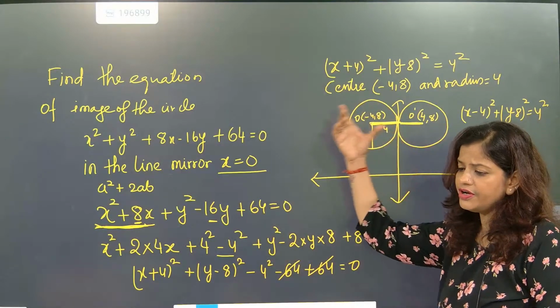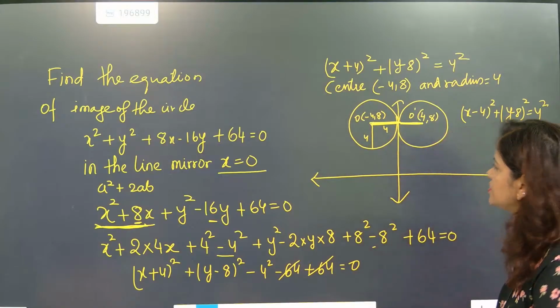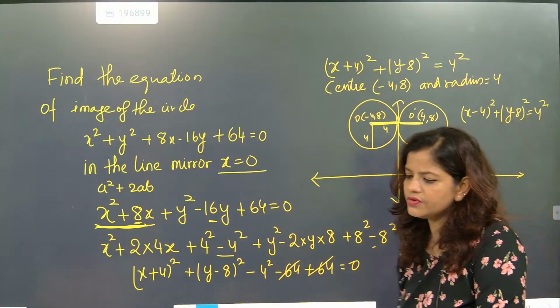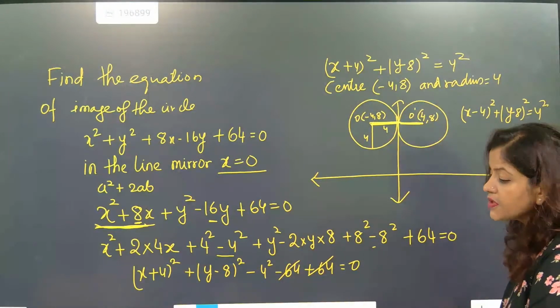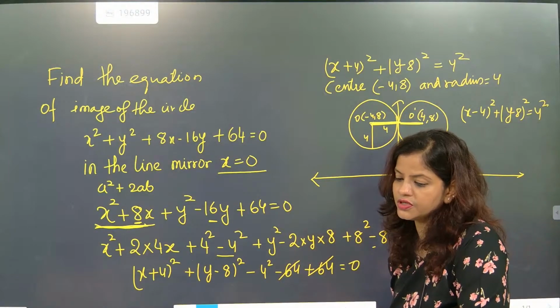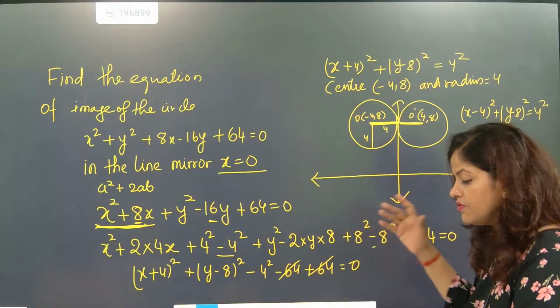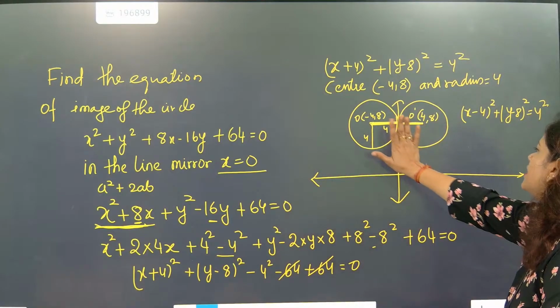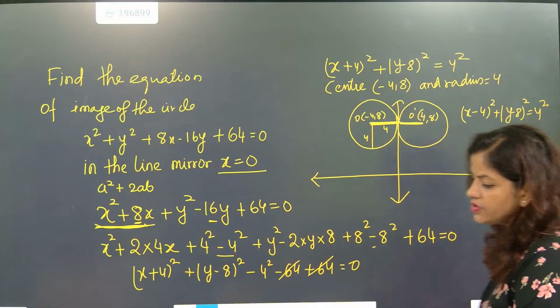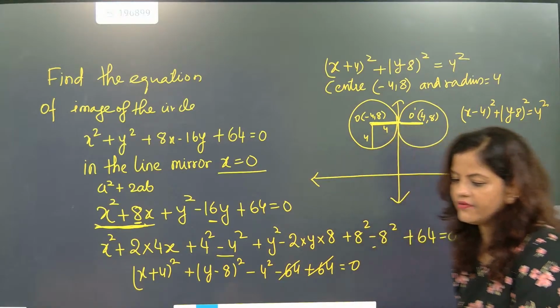First, we converted it into the general format for the equation of a circle. After converting it into general form, we found the image by knowing that x is equal to 0. Where is x equal to 0? On the y-axis, x is equal to 0. Then the center and radius were drawn, its image was drawn, and we wrote the equation of the circle. Is it done? Everyone, come on, say.